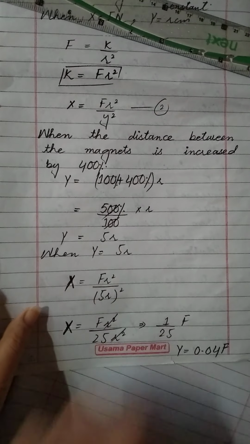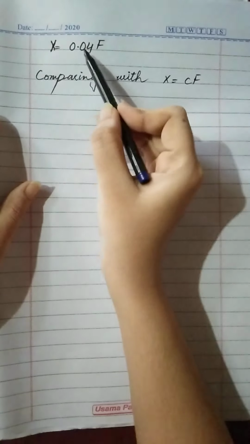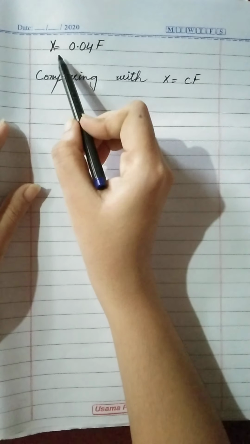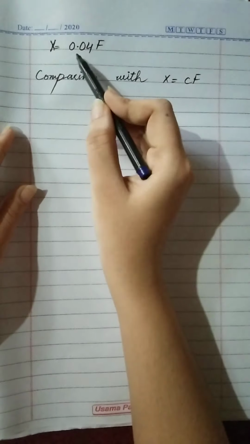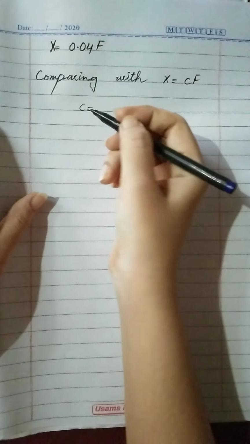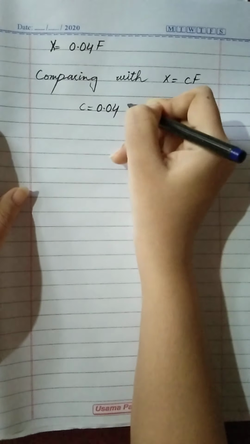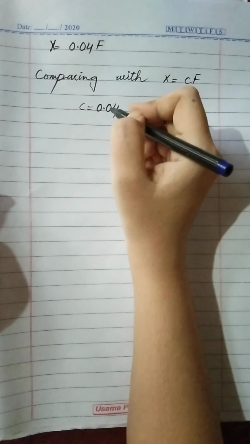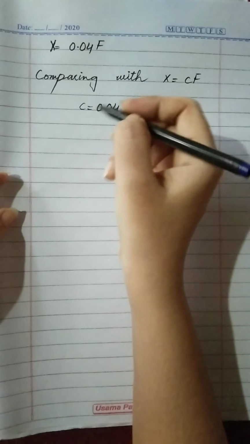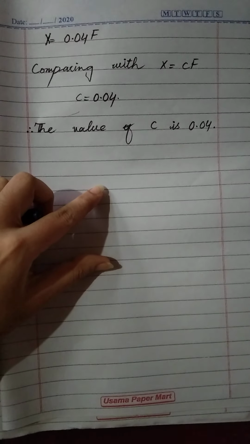So we will compare x by x, means force will be compared with force. This is the given and this is what we have found. Now we will compare x by x and f by f, and c will be 0.04. Fine, and that is the value which was required. So the value of c is 0.04.